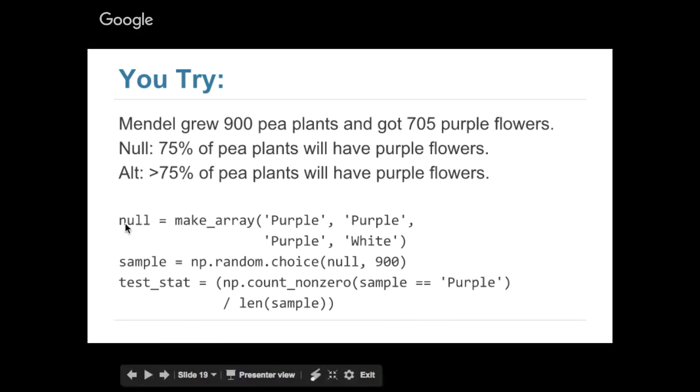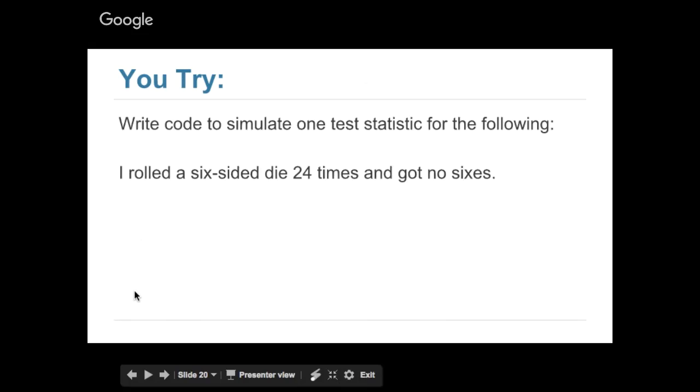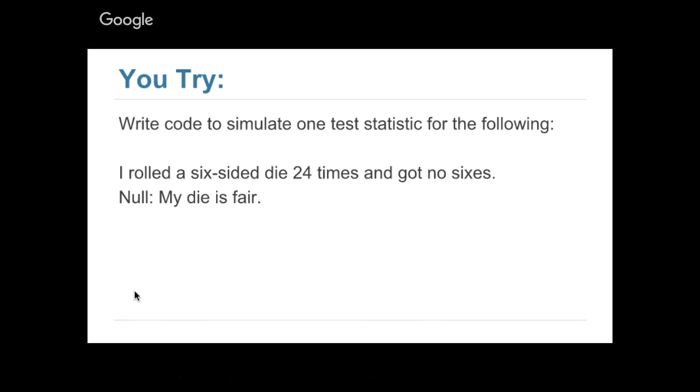How would you do this? Get the high-level steps down. Write down the code, okay? So you should always get the high-level steps down before you start writing the code.